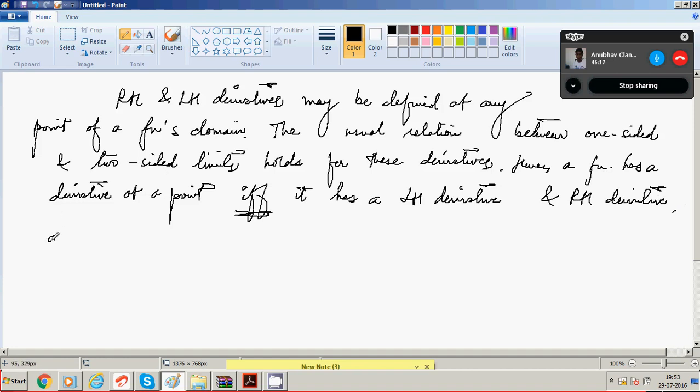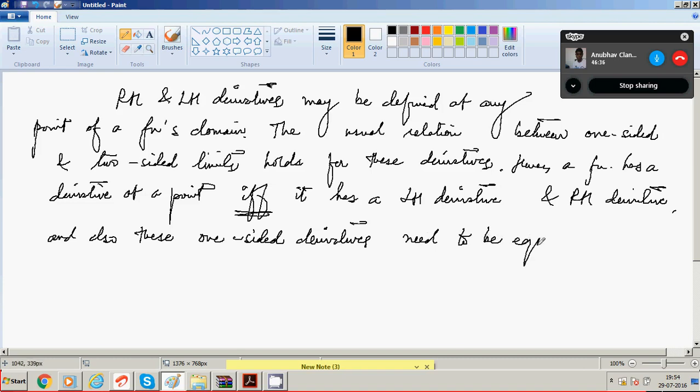and also these one-sided derivatives need to be equal. I'll show you the diagram. So I have one more picture after this.